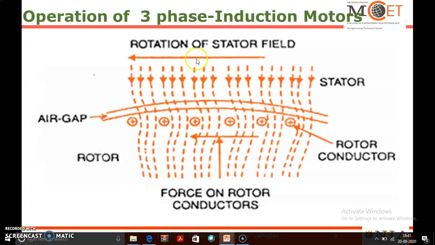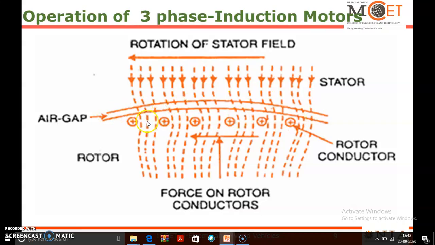So this is the rotation of the stator field whenever the three-phase AC supply is applied to the stator winding. Whenever a three-phase supply is applied to the stator winding of the three-phase induction motor, the RMF, rotating magnetic field, will be produced. Due to this RMF, magnetic flux lines pass from top to bottom. This is said to be the air gap.